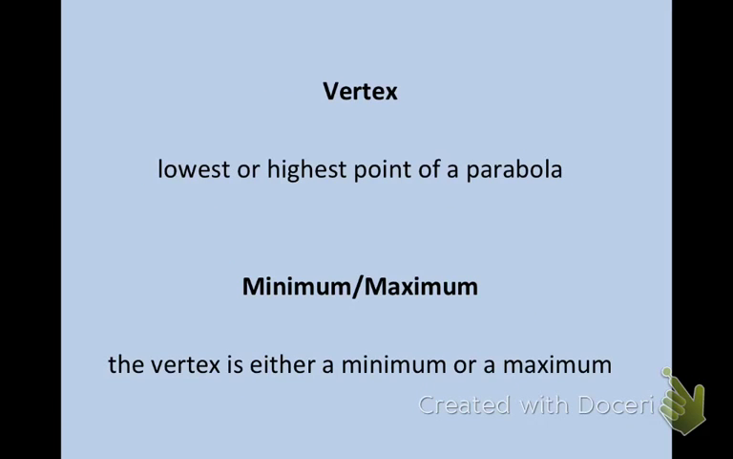Now the vertex is the lowest or the highest point of any parabola. And so if I draw a parabola for you, this vertex right here, this point, is the highest or lowest point of a parabola. Now in this case, it's the lowest point of a parabola, and we call this a minimum. And so the vertex is either a minimum or a maximum value.